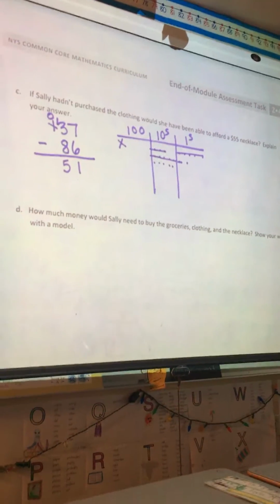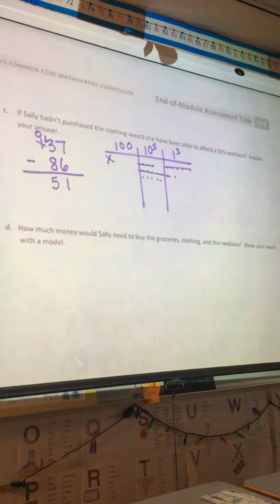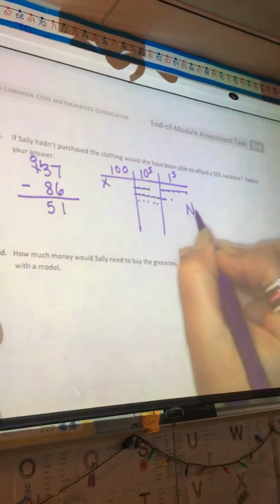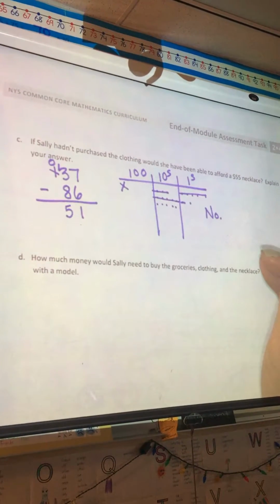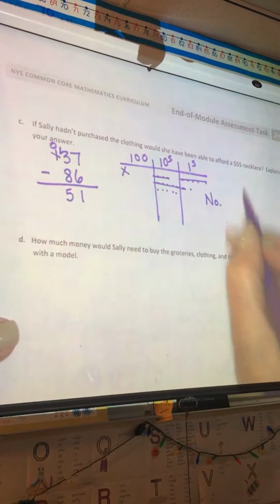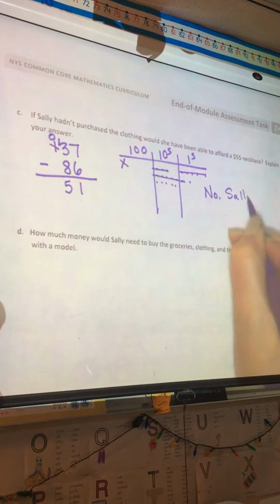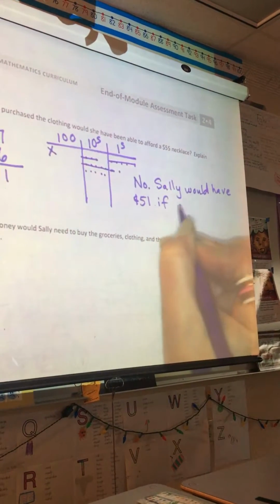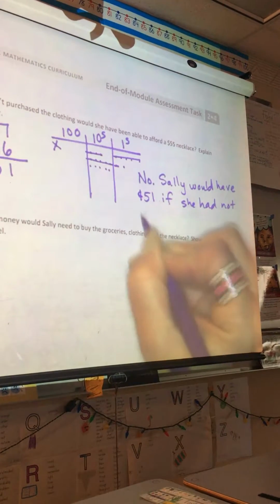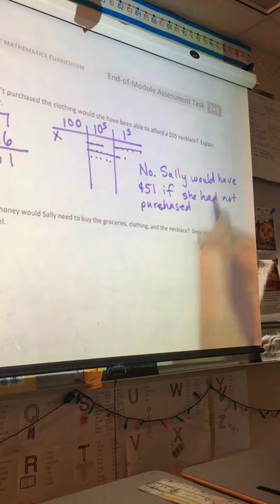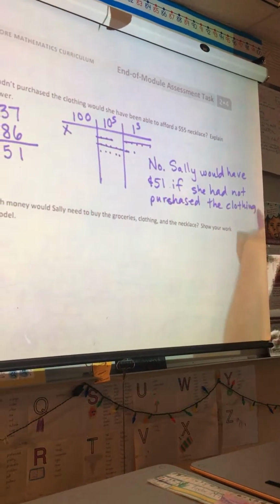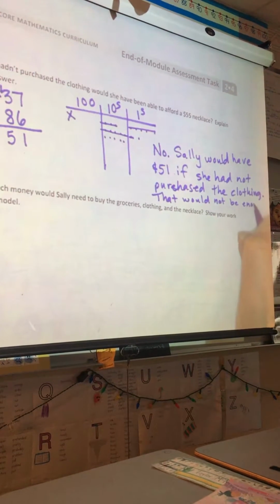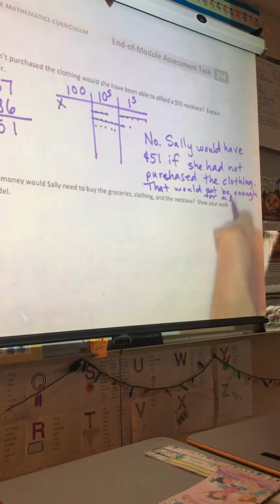So if Sally had not purchased the clothing, she would have $51 left. The question is, is that enough for her to afford a $55 necklace? And the answer is no. Sally would not have enough because 51 is not enough for something that costs $55. No, Sally would have $51 if she had not purchased the clothing. That would not be enough for a $55 necklace.